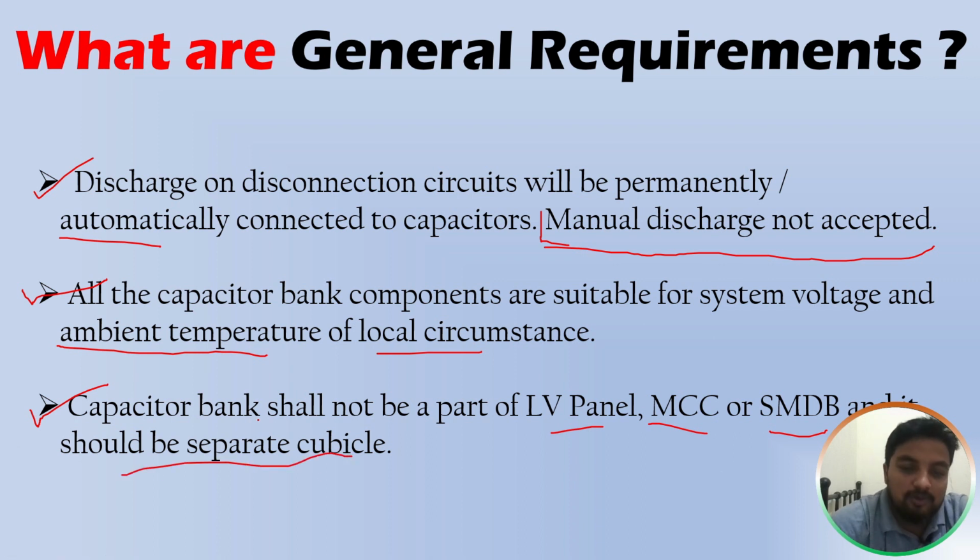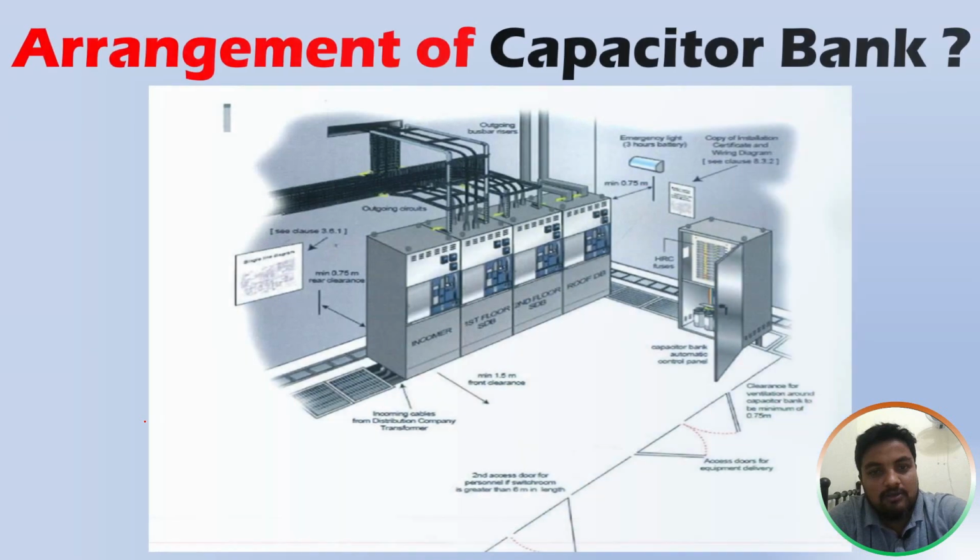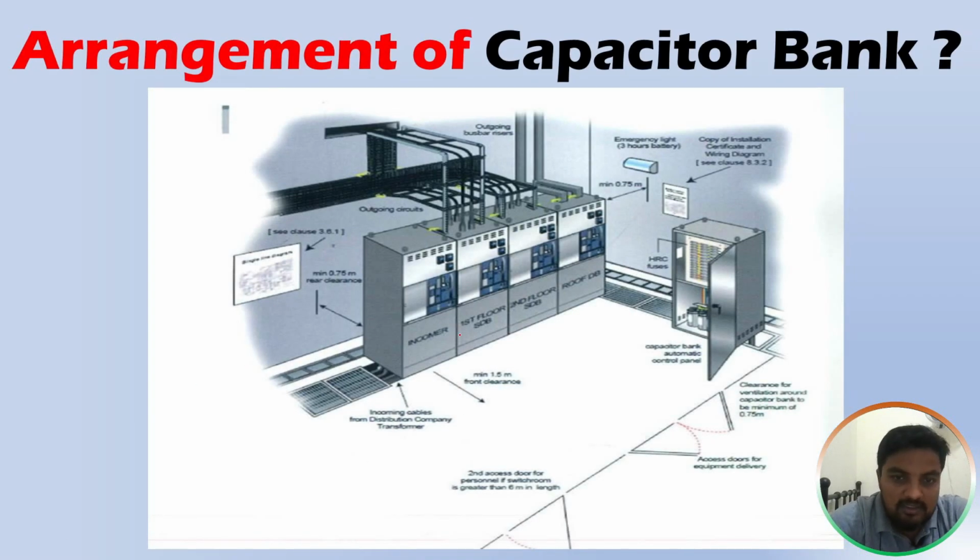In this point, we are going to see a schematic on the next slide. I will read this once again: the capacitor bank shall not be a part of the LV panel, MCC or SMDB. The capacitor bank is a separate cubicle, meaning a separate panel. As I told you, for example, this is an LV panel. This total is the LV panel. Here the incomer is coming and these are all outgoing. So what is mentioned in this point is that it should not be attached to this LV panel.